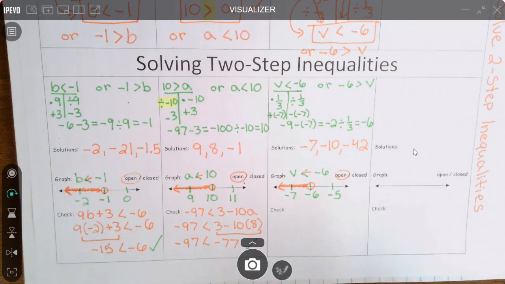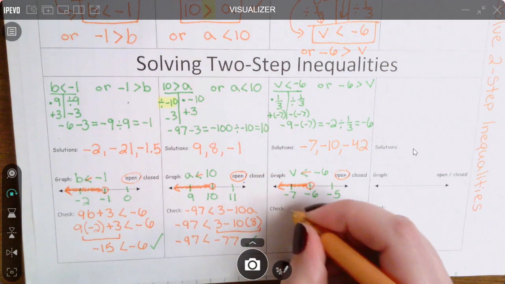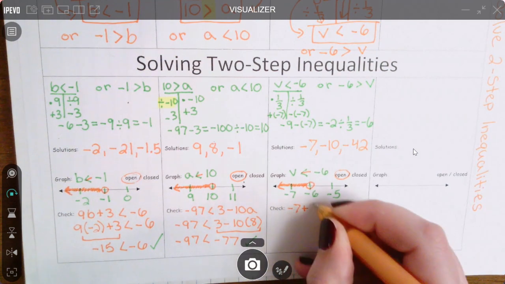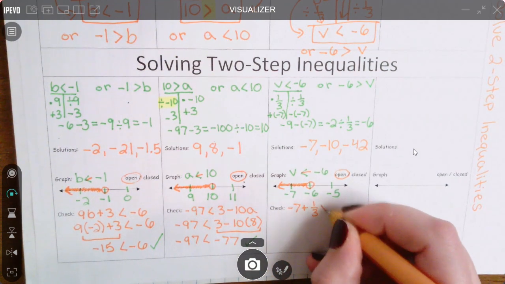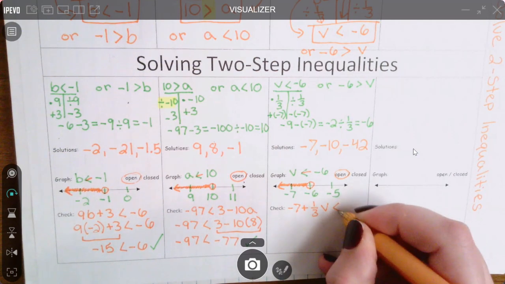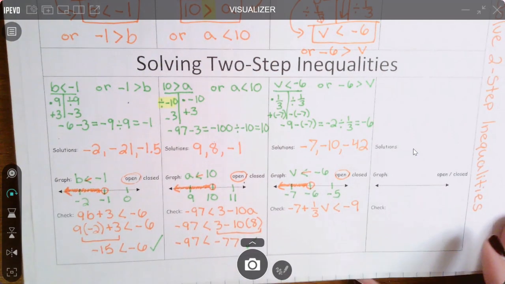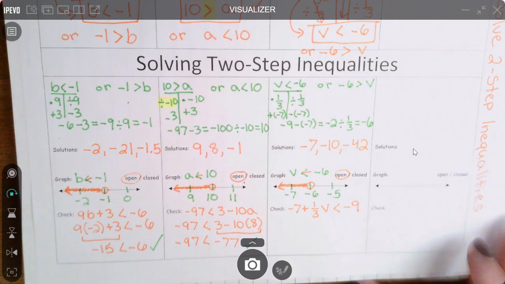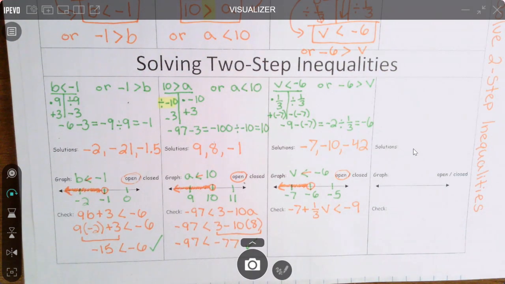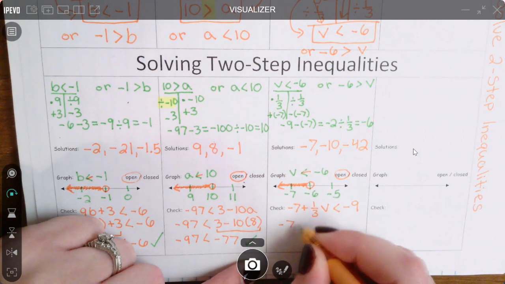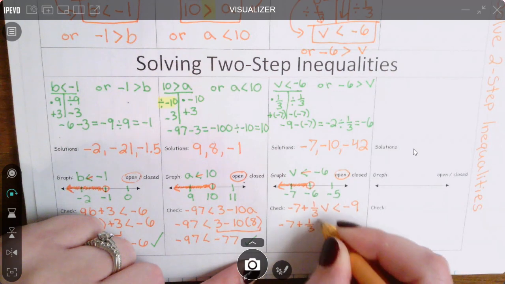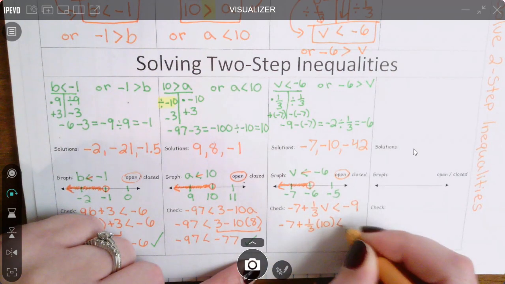Now, to check this, I would rewrite my original inequality, which is -7 plus 1/3 v is less than -9. I would have to pick one of my possible solutions to plug in for the place of v in order to check it. So let's see, I will use -10 this time. So I'll have -7 plus 1/3 of 10 has to be less than -9.